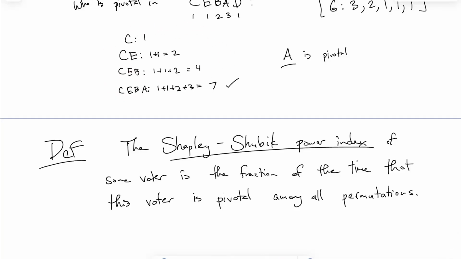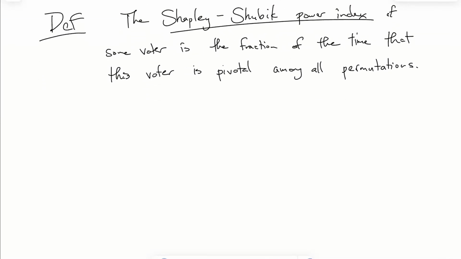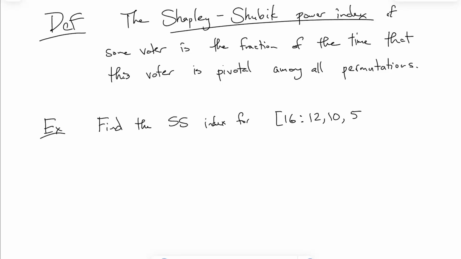So let's try a simple example. You will see what I mean. This would be a typical question on the test or on our homework for next week. Find the Shapley-Shubik index for this here: 16, 12, 10, and 5.